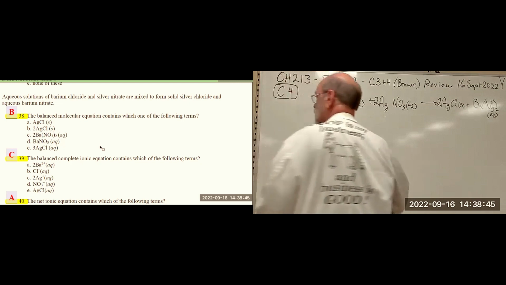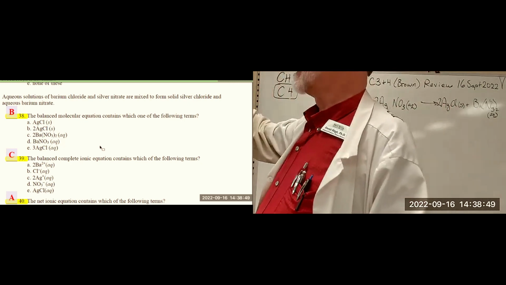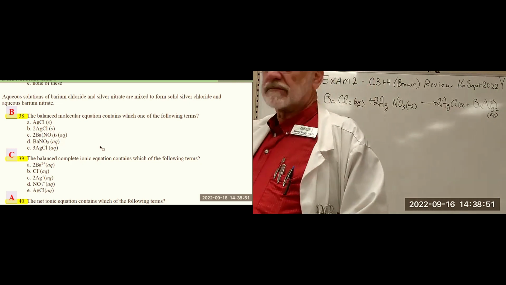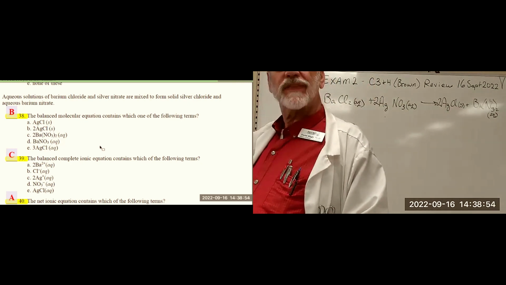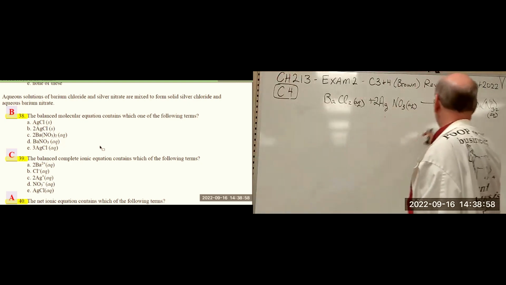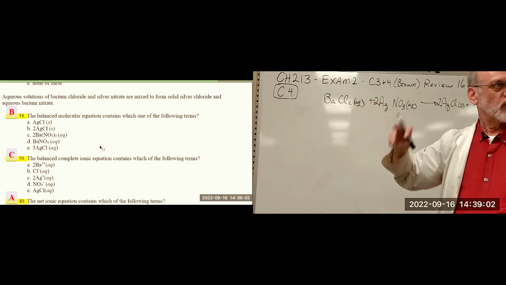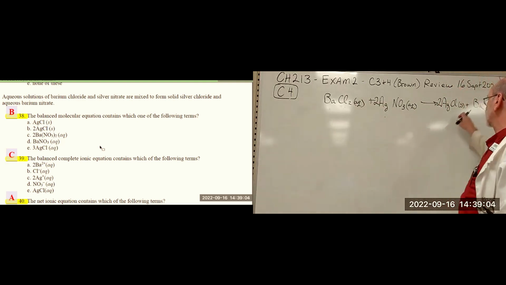Okay, so which one of these species matches 38? And notice it's got coefficients. So we got to find the one that has the right coefficient also. Silver chloride? Nope, because it has 2 in front of it. B. That one works. Silver chloride, solid.